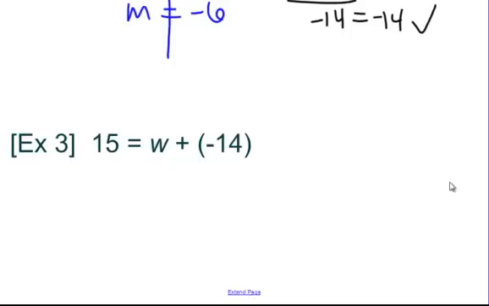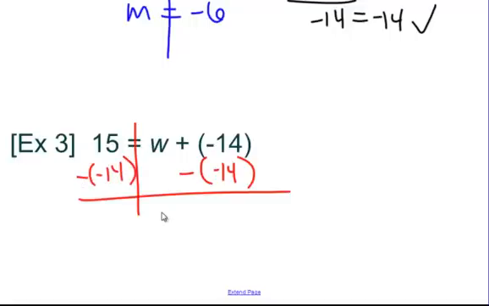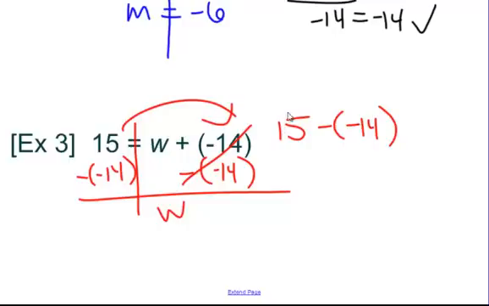Let's try this one. This one's a little different. Again, I'm going to draw the line. We have w plus negative 14. So since it's addition, we're going to subtract negative 14. Subtract whatever it is, whether it's positive or negative. So since we do it on this side, we have to do it on this side, minus negative 14. So over here that cancels. We're just left with, to visualize that, I'm going to put an arrow over here. So we're going to have 15 minus negative 14. Let's do sound effect. 15 plus 14 is 29. So w should equal 29.